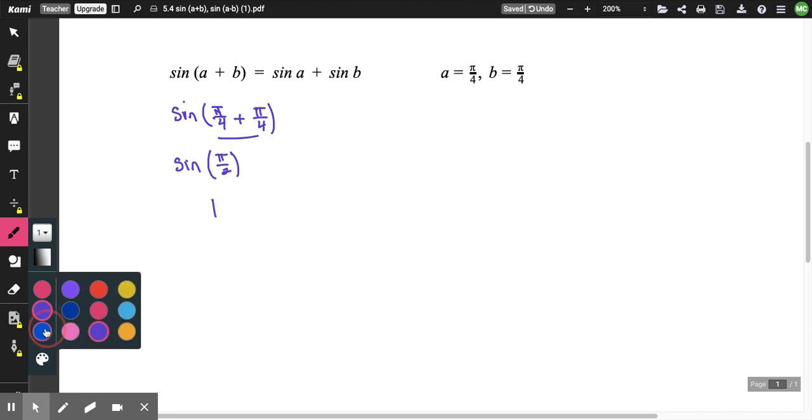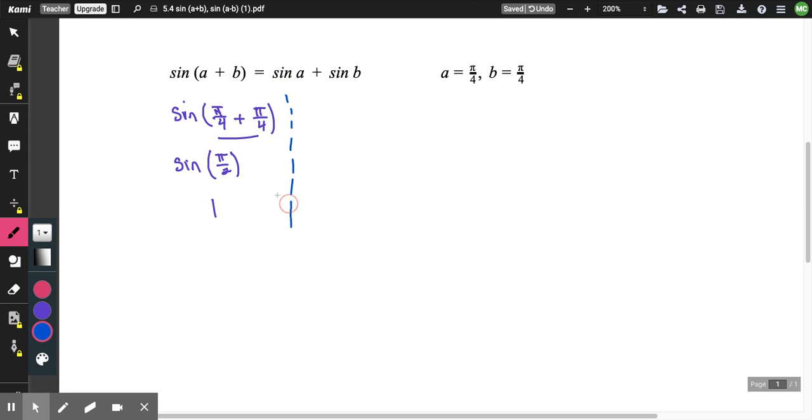So now I'll work on the other side of the equation. So I'm going to put in pi over 4 for a and pi over 4 for b. So I would say sine of pi over 4 plus sine of pi over 4. So this time I need to evaluate sine of pi over 4 each time first, and then sum those values.